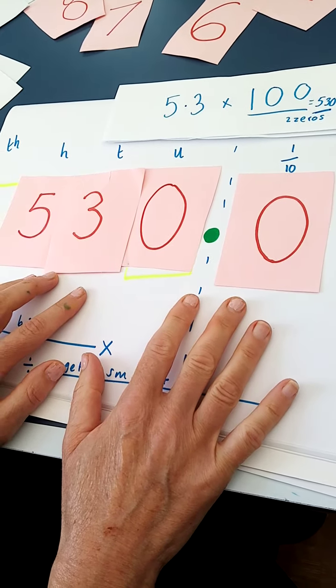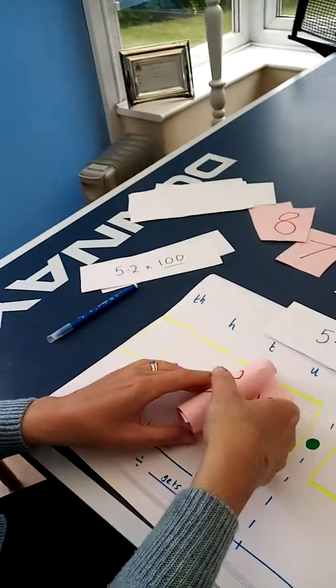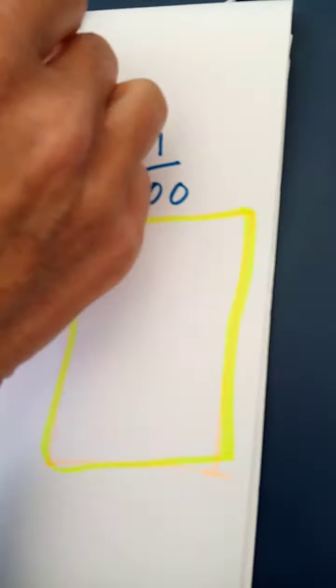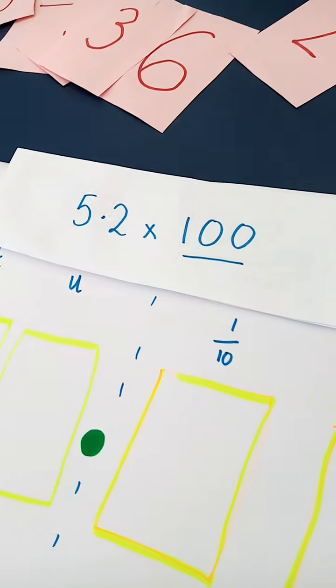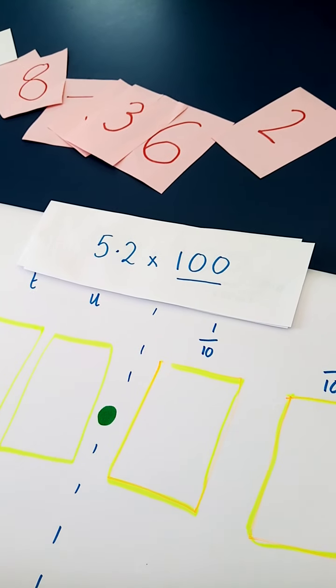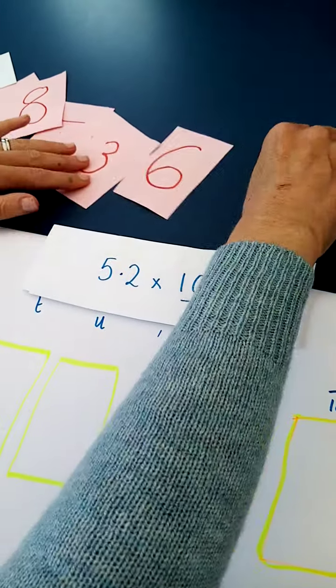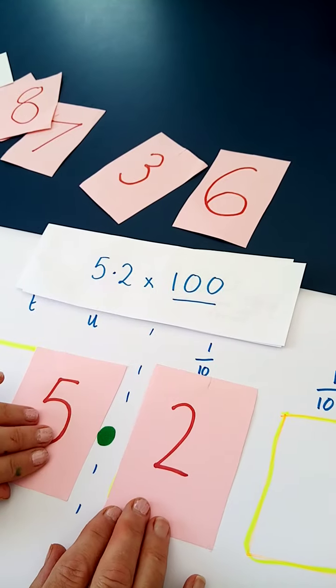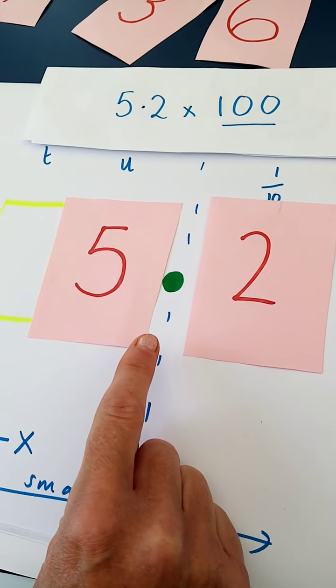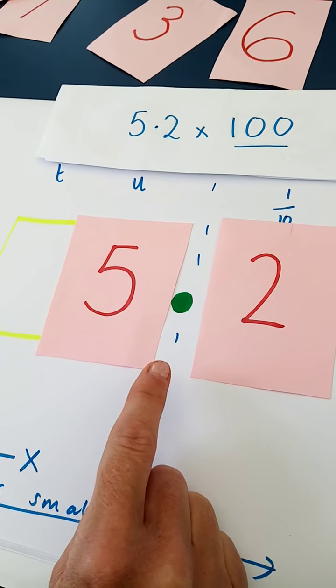I'm going to do one more and show you, but you would really, if this is tricky, you'd really benefit from having this board all made up. Okay, right. So this one is 5.2 times 100. So to start with my digit cards, I'm putting my 5.2 already. And I'm going to times it by 100.